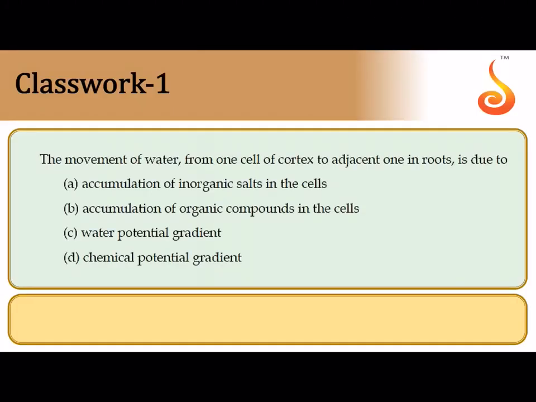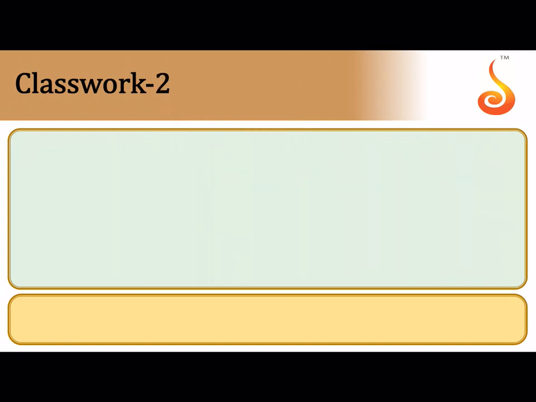Movement of water from one cell to another usually takes place through... So remember, water always flows from one cell to another, mostly through osmosis, and what drives osmosis is the gradient of water potential. Water flows from a higher water potential to a lower water potential. Please remember, water potential is the measure of the free energy of water molecules. The answer is water potential gradient.